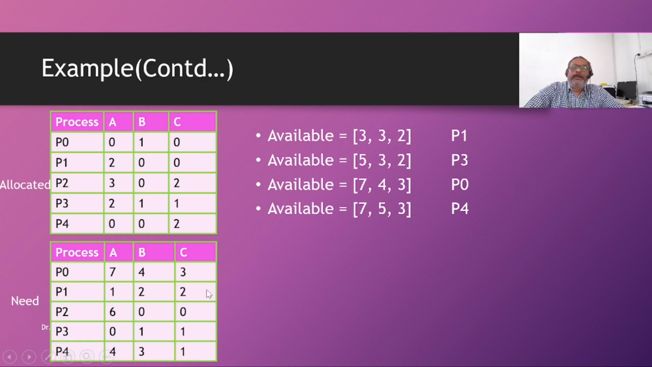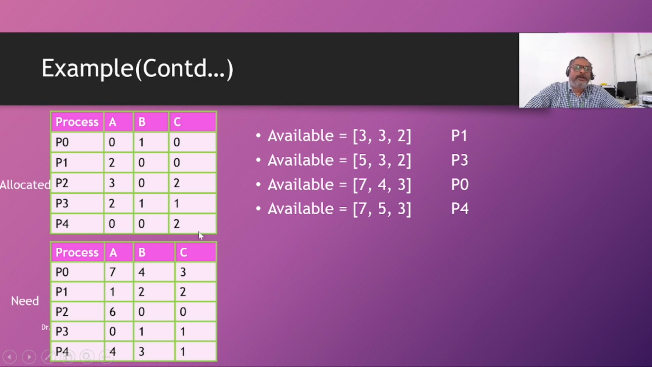And this 7 5 3, what is that? P1 is over, P3 is over, P0 is over. Then P2, if you look at it, we can think of next P2, but I have taken P4 here. So P4 can be taken up because it requires 4 3 1, we have 7 5 3, so P4 is taken up.